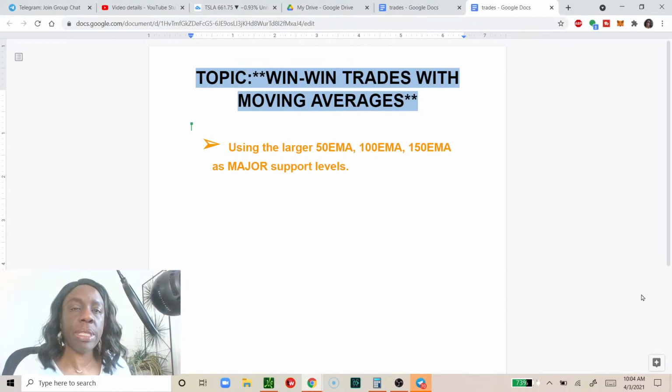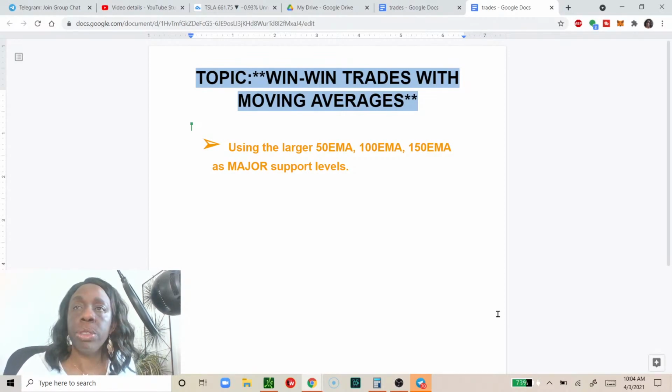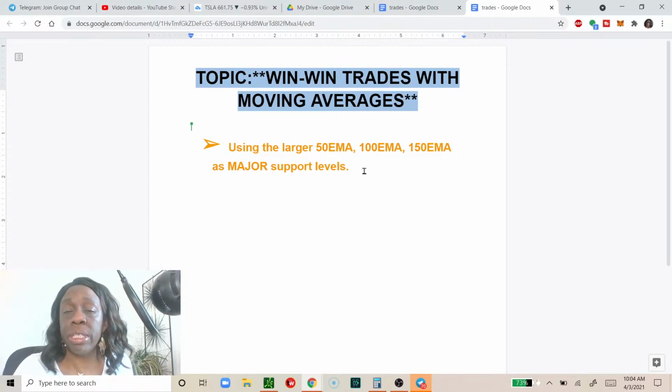So what I want to start with today is I just want to start with talking about moving averages. I'll be talking about the larger moving averages today, which are the 50-day, the 100-day, and the 150-day moving averages, and why they're important to your trading success. So why are these moving averages so important to being consistent as a profitable trader?